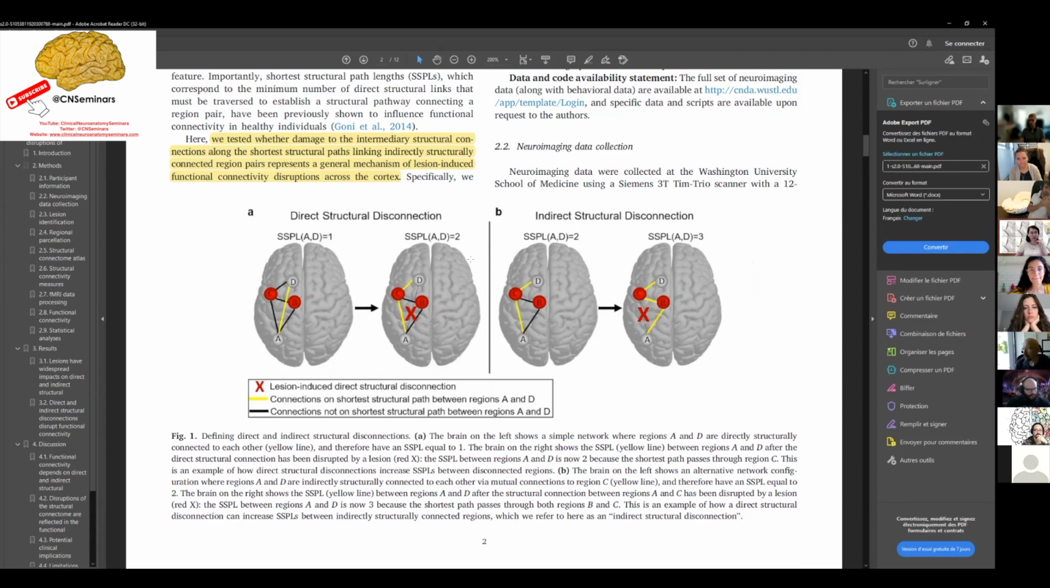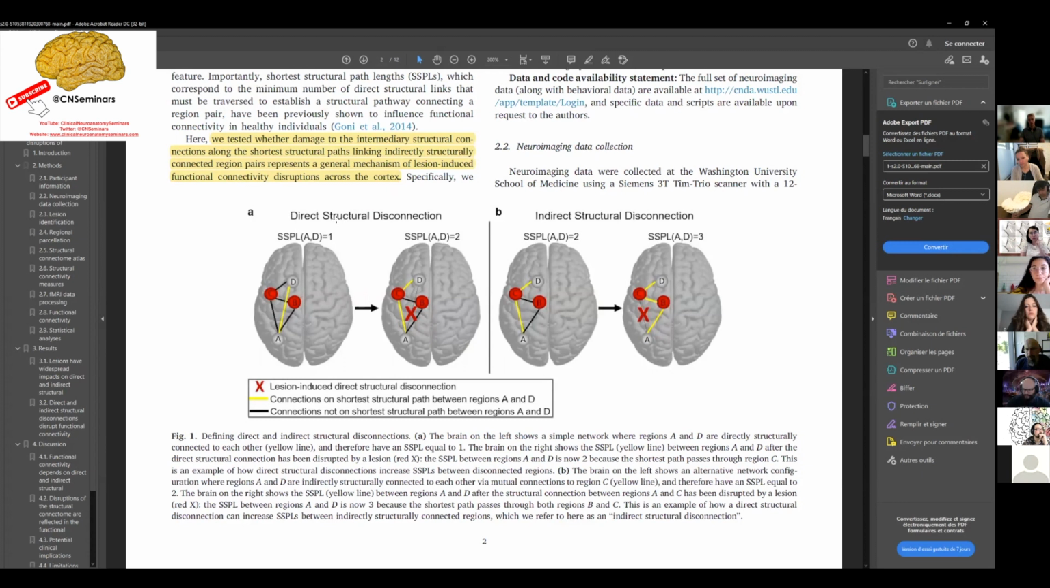Here, in this case, where you have an X, you can see that the direct path has been cut by a lesion in the white matter. And this means that the relationship between A and D must go through an indirect path. And so now the SSPL is two because it has to go through two links to reach from A to D.